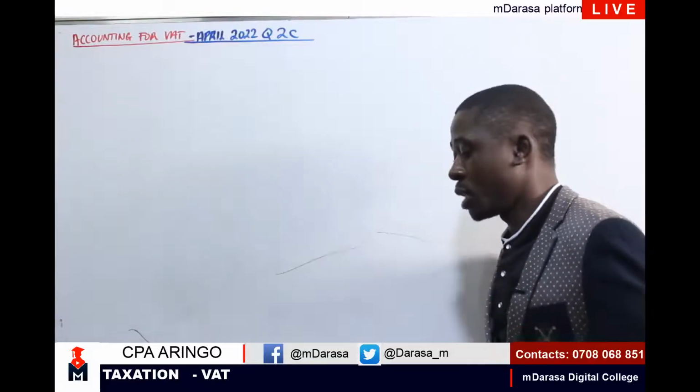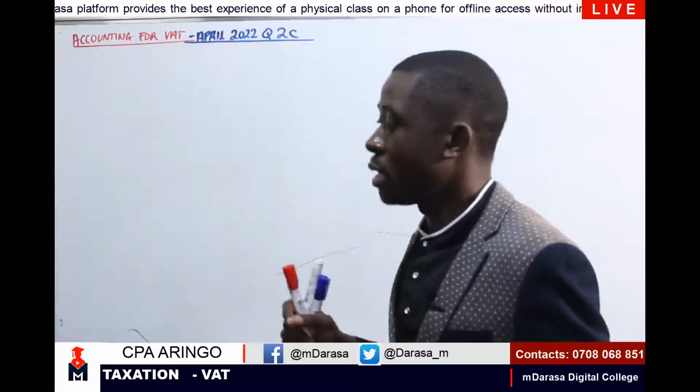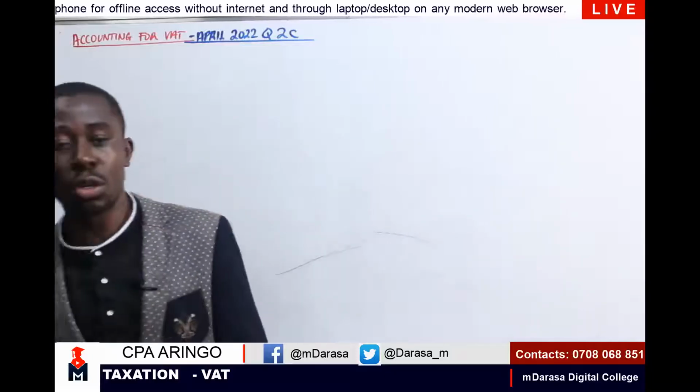So to cement the concept clearly, I want us to handle a question in April 2022, question number 2C. This question is going to come from a paper in intermediate level. Remember the concept of VAT cuts all across from ATD to advanced level. This concept was tested in intermediate level, April 2022, question number 2C. It is also vital for you who are doing advanced level taxation. So let us handle that question and see what you are required to do.